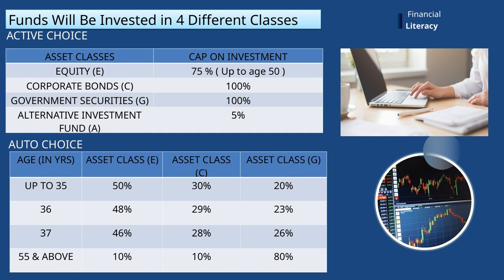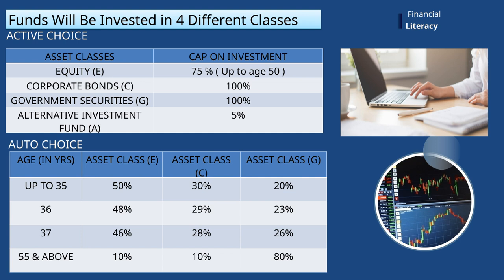This gives flexibility to invest heavily in bonds if the investor prefers a more conservative approach without a set cap. Government securities, G, also allow up to 100% investment, providing a safe avenue, especially as investors get older or seek stability. Then there's the Alternative Investment Fund, A, which is limited to 5%. This allows for some exposure to potentially higher return, less traditional assets, but in a very controlled manner.